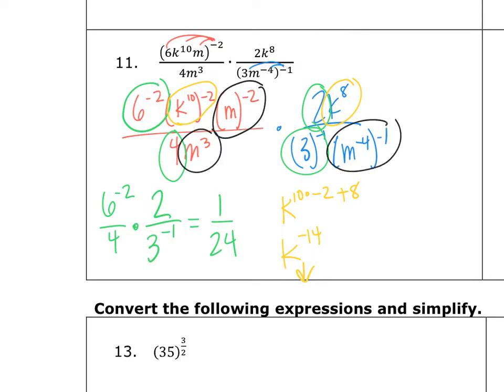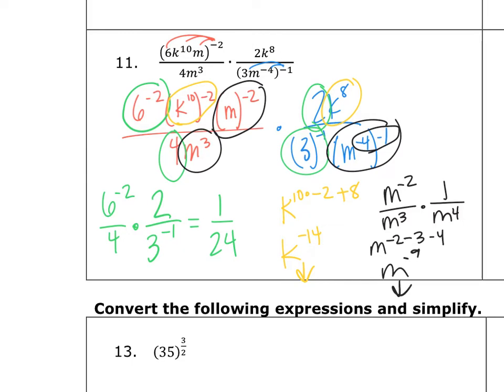And then m's, I have a -2 on top, a 3 on the bottom, and a -4 to the -1. Remember, we multiply these, so that's a +4 on the bottom. So I have a -2 on the top, a 3 on the bottom, and a 4 on the bottom. So I'm going to subtract all of those. So -2 minus 3 minus 4 is a -9. And because that's negative, it's going to push to the bottom. So my full answer I'm going to write up here at the top, 1 over 24. K to the 14 moves to the bottom and becomes positive. M to the 9 moves to the bottom and becomes positive.